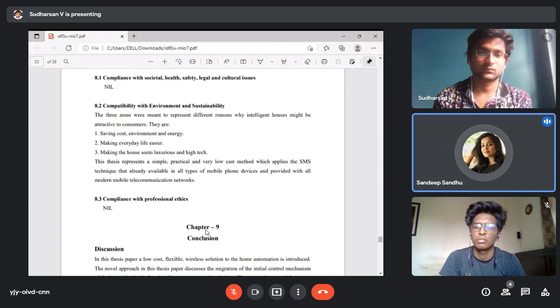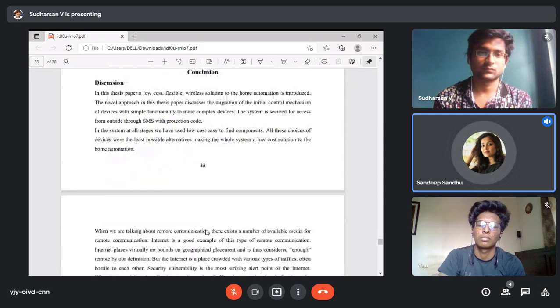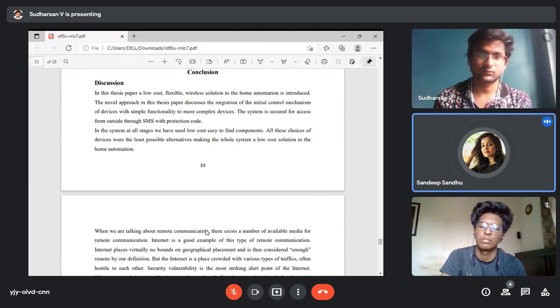Chapter 9 Conclusion. Discussion. In this paper a low cost flexible wireless solution to home automation is introduced. The novel approach in this paper discusses the migration of the initial control mechanism of devices with simple functionality to more complex devices. The system is secured for access from outside through SMS with a protection code.